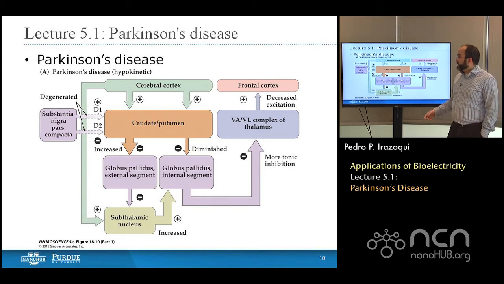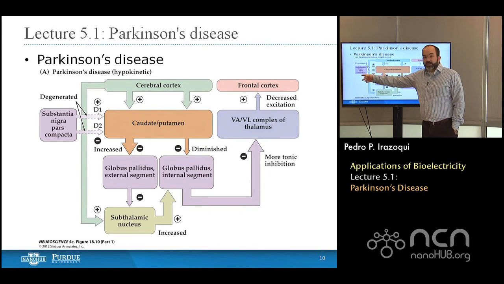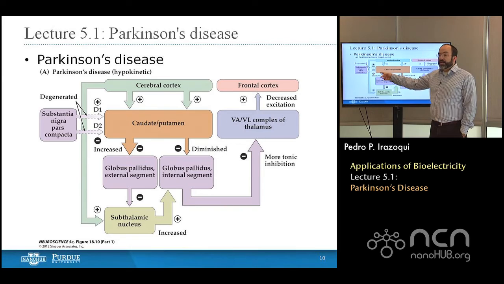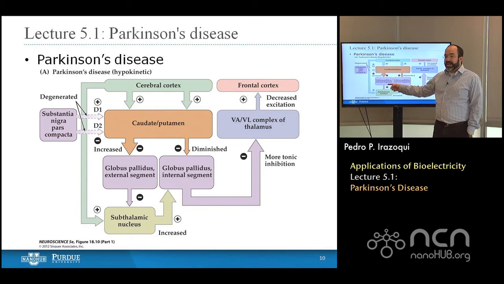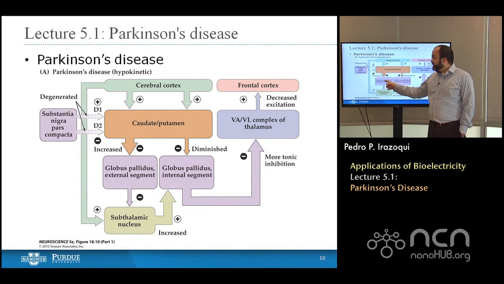If we look at the indirect pathway, neuronal cell death in the substantia nigra will lead to less inhibition of this pathway of the caudate putamen. Less inhibition means that this part of the caudate putamen will fire more because it's not being inhibited as much. It fires more, but it's inhibitory, so this arrow gets bigger. More inhibition means that the globus pallidus external segment will be inhibited more and therefore fire less. So the projection of the globus pallidus external segment to the subthalamic nucleus will have less inhibition. If you have less inhibition of the subthalamic nucleus, it will fire more.